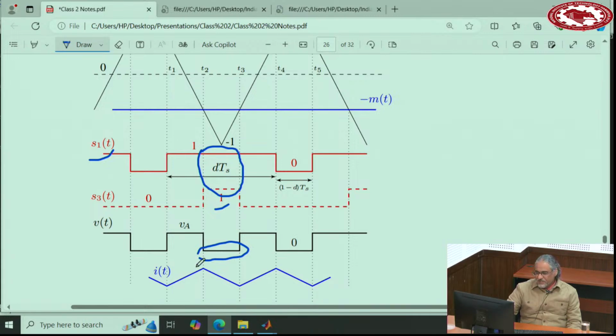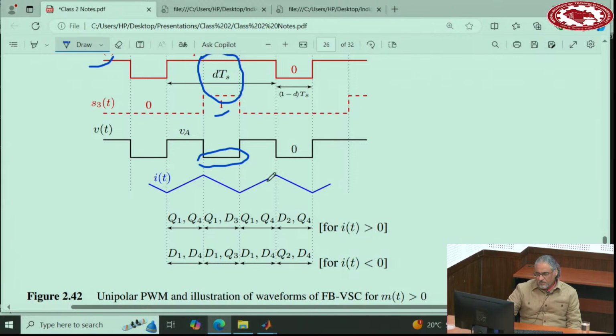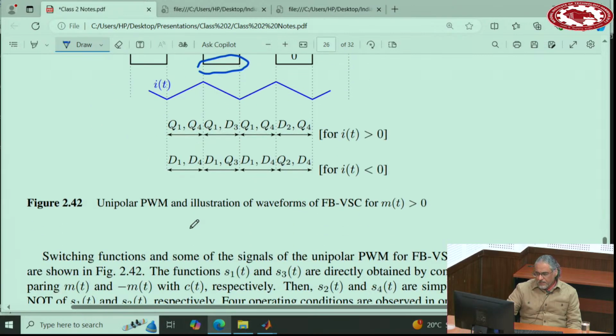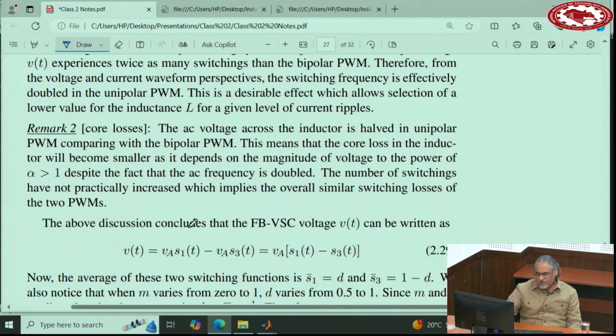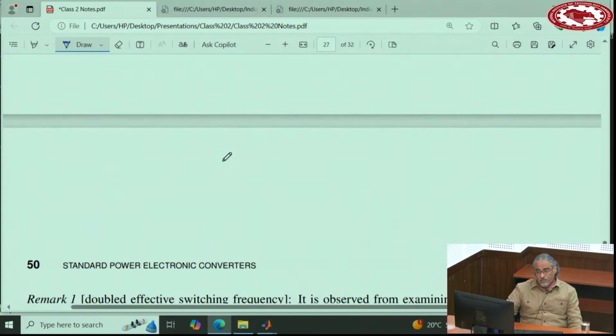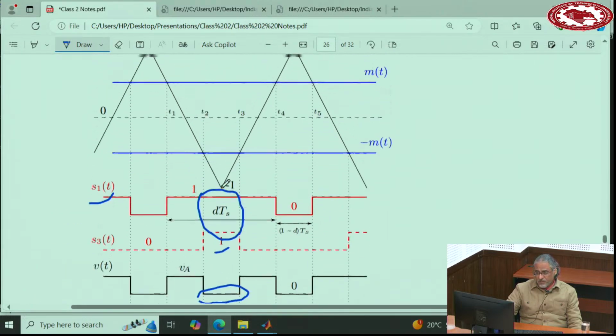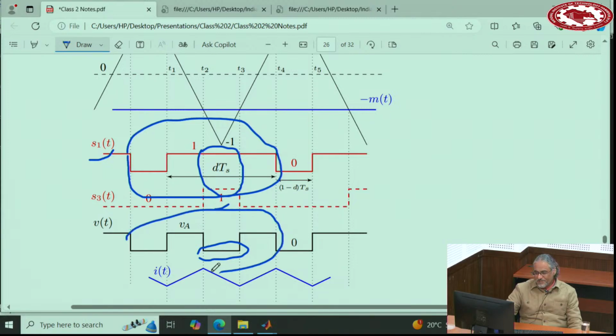Okay. So the voltage, in this case, we have VA and 0, VA and 0. You can also have negative VA and 0, no problem. So the current is going up, down, up, down. And the mathematical model is exactly the same as what we have in the previous one. Here I talk about advantages and disadvantages. Doubled effective switching frequency, let me emphasize here. Look at this one, VA. During one cycle of the switching, you have twice the number of switches. So that's why I told you it's twice the effective switching frequency.